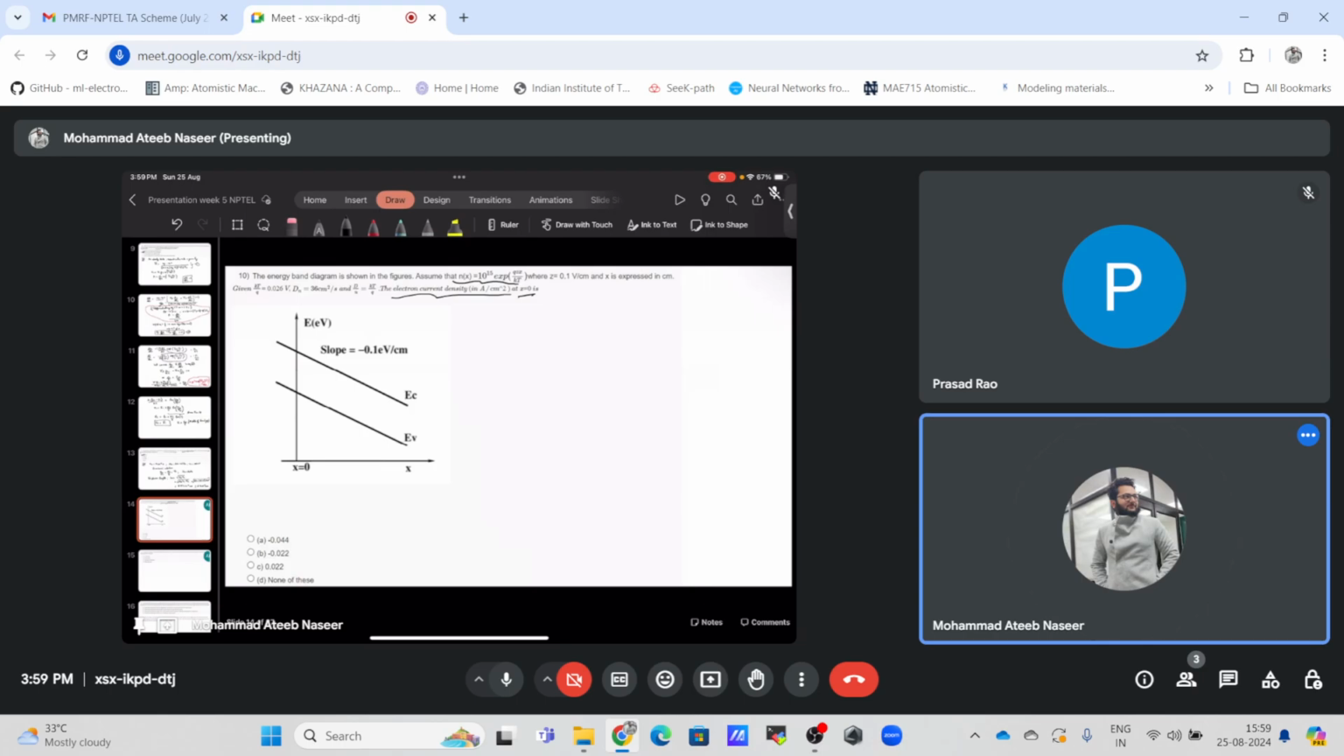So since you can see that there is a slope, let me write like this. Slope in energy band diagram. Slope in energy band diagram, what is it indicative of? Or it is simply indicative of what? Electric field.